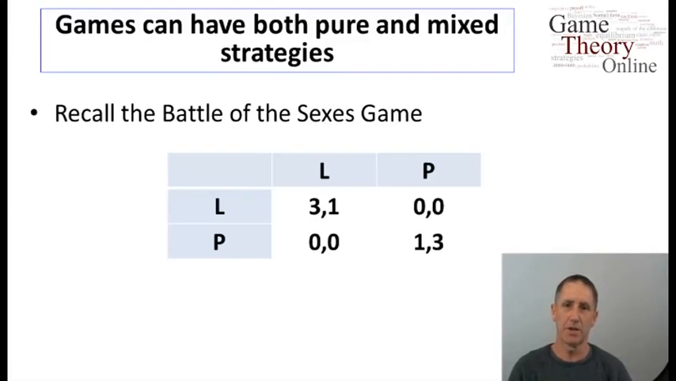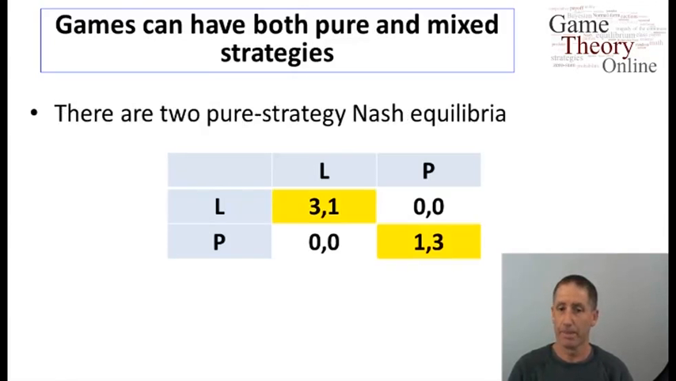I would prefer that it be the kind of movie I like and not the kind of movie she likes. And the same goes for her. And here is the payoff matrix corresponding to that situation. Now, we immediately see that we have two pure strategy Nash equilibria.